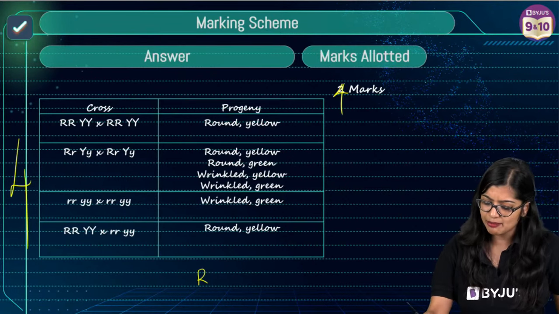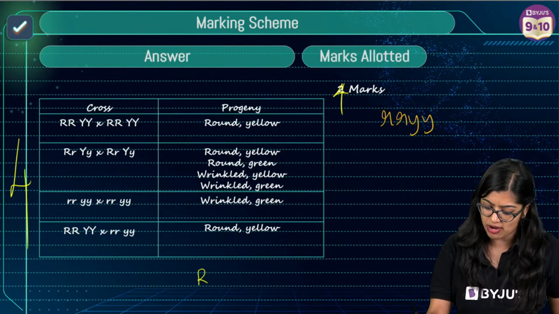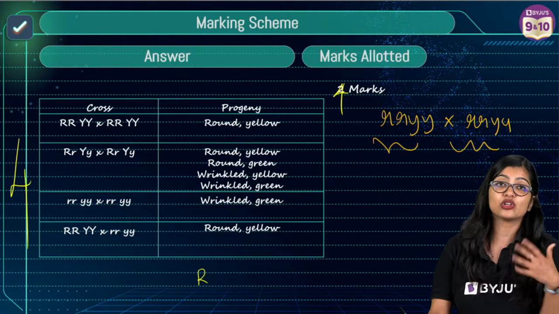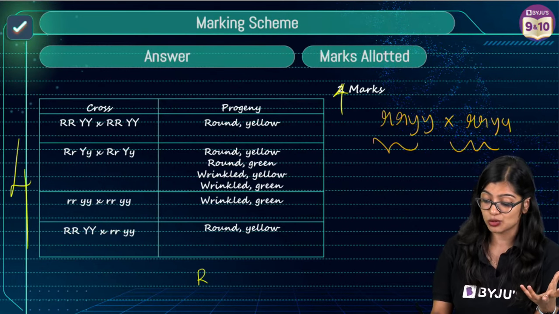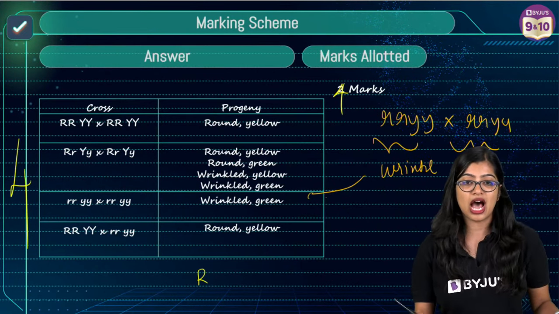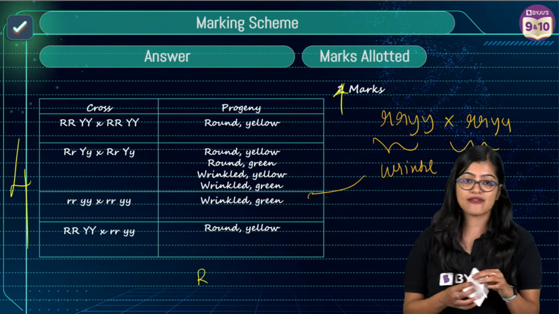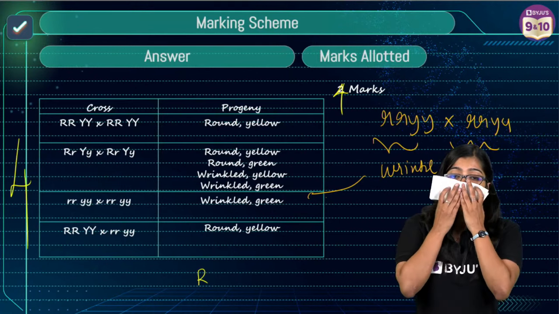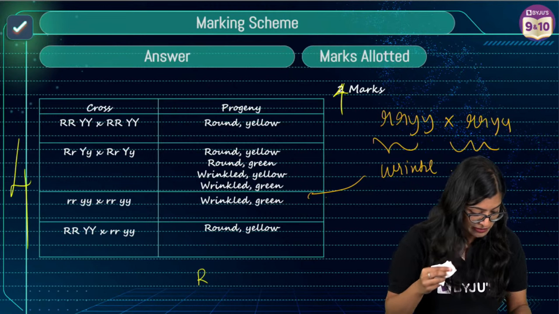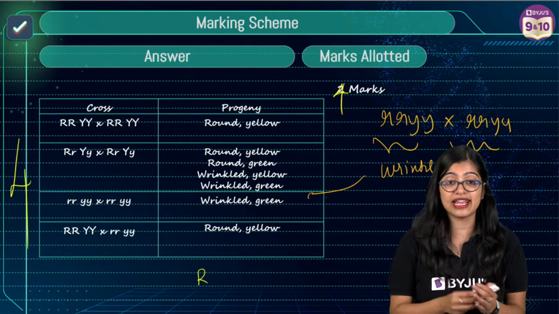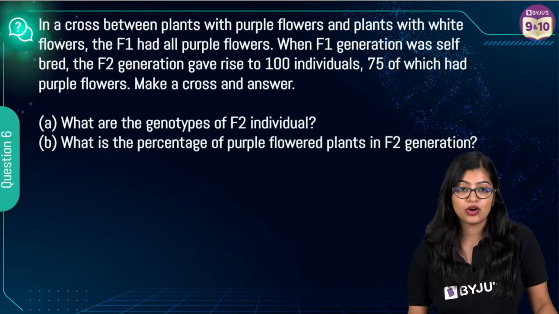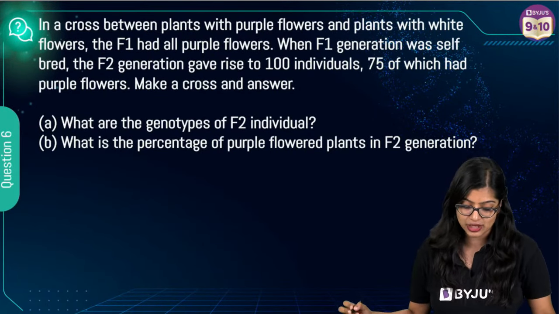Third one is very simple. Small r, small y, same thing is being crossed. And we know that these are the homozygous recessive ones, which means they are wrinkled and green, right? Which is why you get this. So are we all clear with this? Everybody, quickly. Yes, I'm going to increase the pace. Okay, crystal clear, amazing. Let's move on.